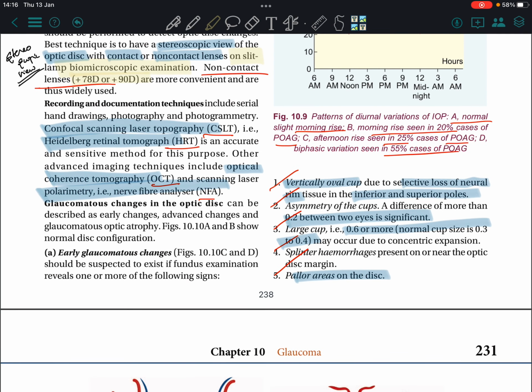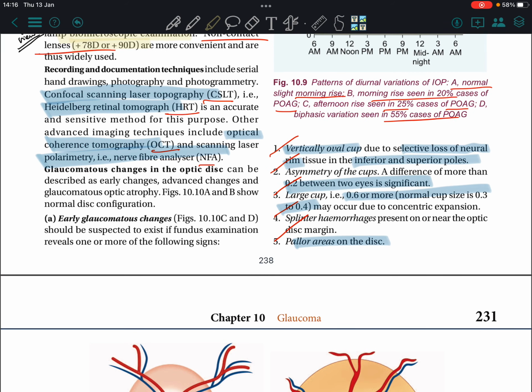Recording and documentation techniques include serial hand drawings, photography, photogrammetry, and confocal scanning laser topography, that is, Heidelberg retinal tomograph, which is an accurate and sensitive method for this purpose. Other advanced imaging techniques include optical coherence tomography and scanning laser polarimetry, that is, nerve fiber analyzer. Glaucomatous change in the optic disc can be described as early changes, advanced changes, and glaucomatous optic atrophy.